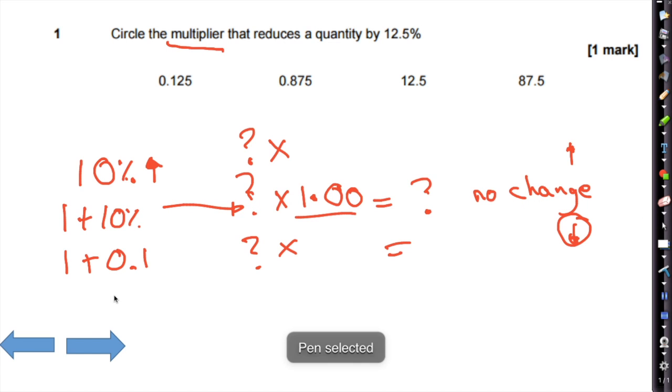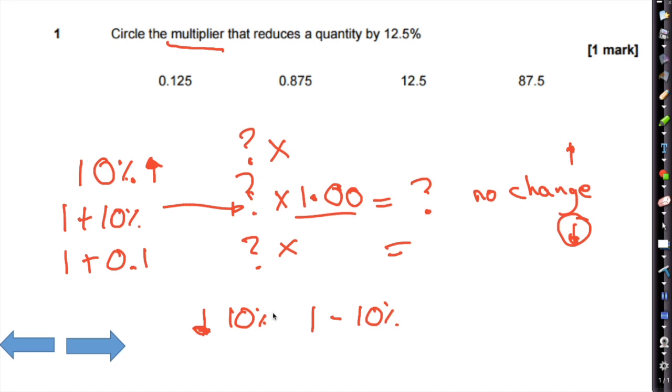But if we want to say, let's decrease by 10%, then what we're going to do is 1, the number we started with, which gives us no change, take away 10%. And as 10% is 0.1, it's going to be 1 minus 0.1, or 0.9. So our number here, if we were increasing by 10%, would have been 1.1, because we would have added 1 and 0.1. But if we're decreasing by 10%, then our multiplier would be 0.9. We're just playing around with that 10%.